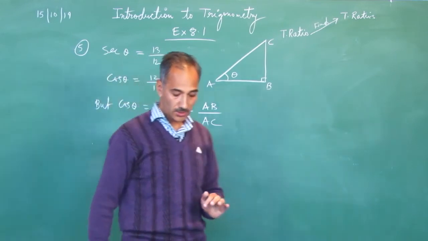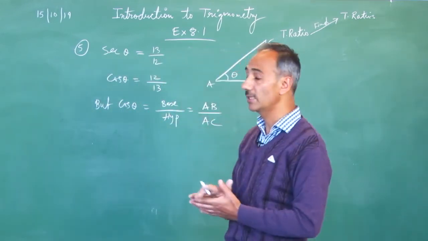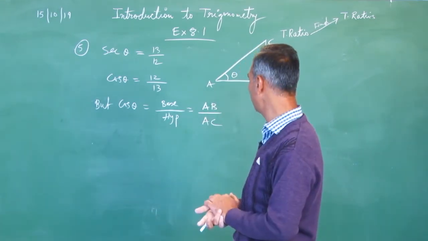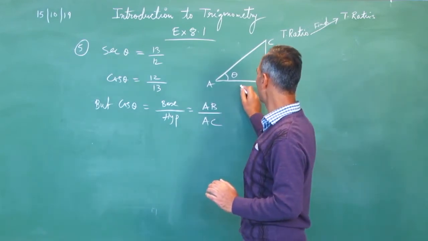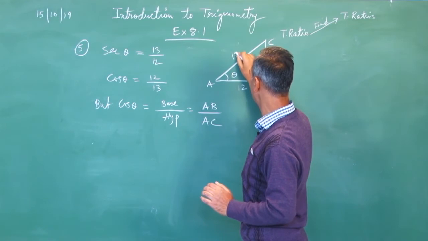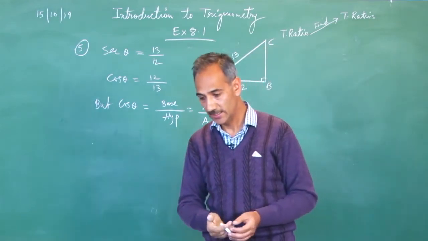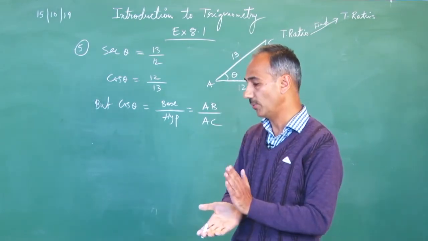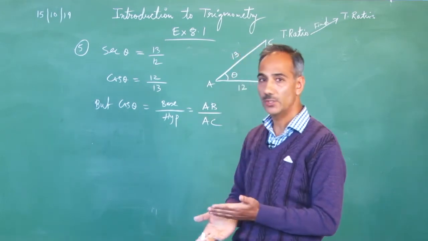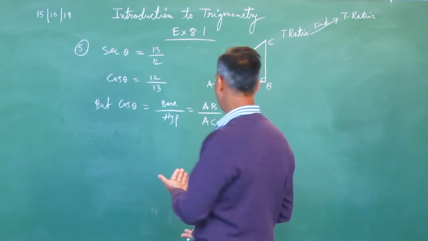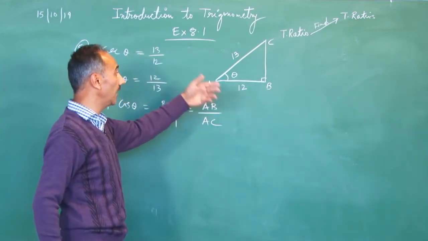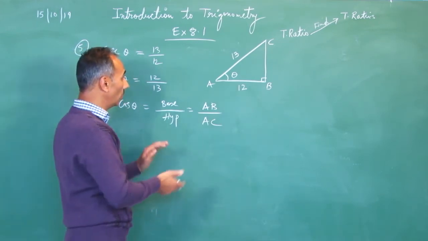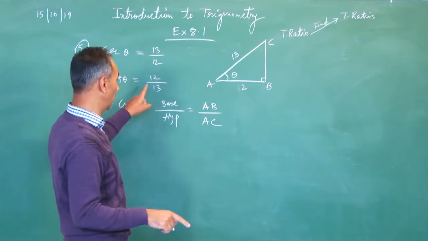Now, I just make an observation. Cos of theta is given to be 12 by 13, but we know that cos is base by hypotenuse. That means this base is 12 and this hypotenuse is 13. This can be true in one particular situation. But since the ratio is expressed in the lowest terms, the base could be 120 and hypotenuse 130 also. When you divide 120 by 130, you get 12 by 13. So whatever common factor was there has been cancelled. The ratio is in the lowest terms.